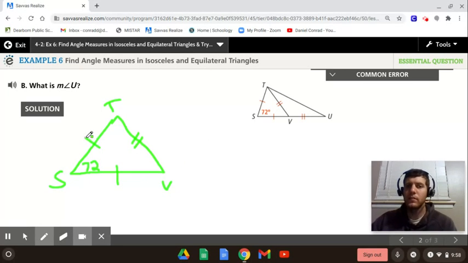And we know by the isosceles triangle theorem that the two angles opposite the congruent sides are going to be congruent. So opposite SV is angle T here, and then opposite ST is angle V. So these two angles here are congruent.